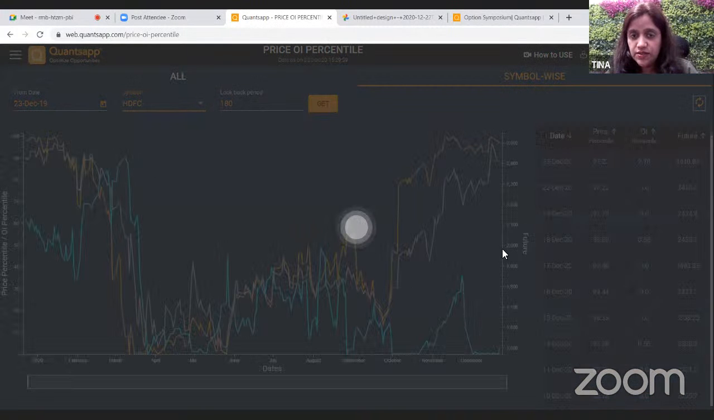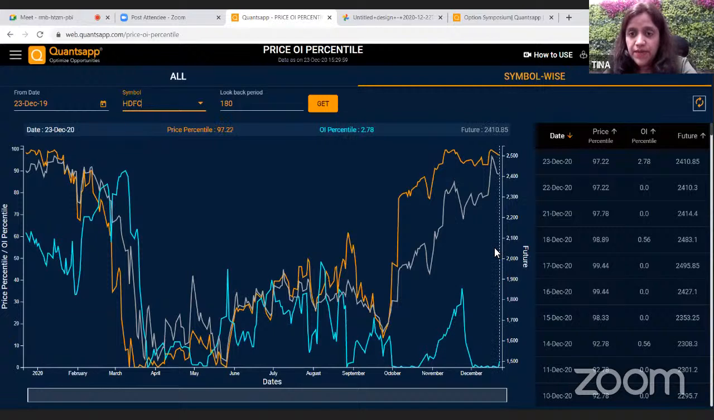So this is HDFC. If you look at HDFC, the price is on the upper hand, but the OI is at the lower end.